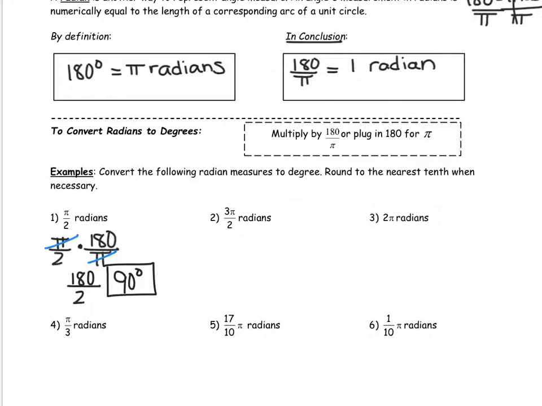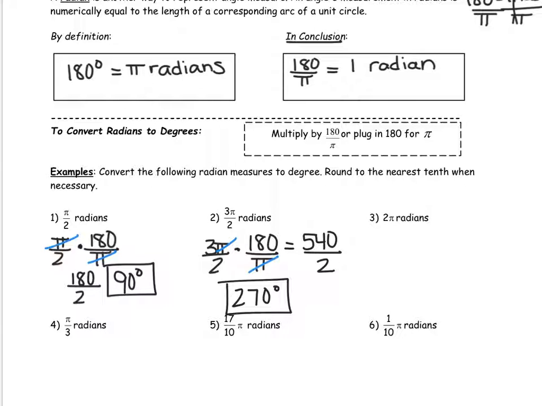Okay, let's do number 2. Take 3 pi over 2, times 180 over pi. Now the pi's are going to cancel because they're opposites. And now we can just multiply what's left: 3 times 180, which is 540, all over 2. If you do that, you get 270 degrees. Now 2 pi radians. We could take 2 pi and multiply it by 180 over pi. The pi's will cancel. We're left with 2 times 180, which is 360 degrees.